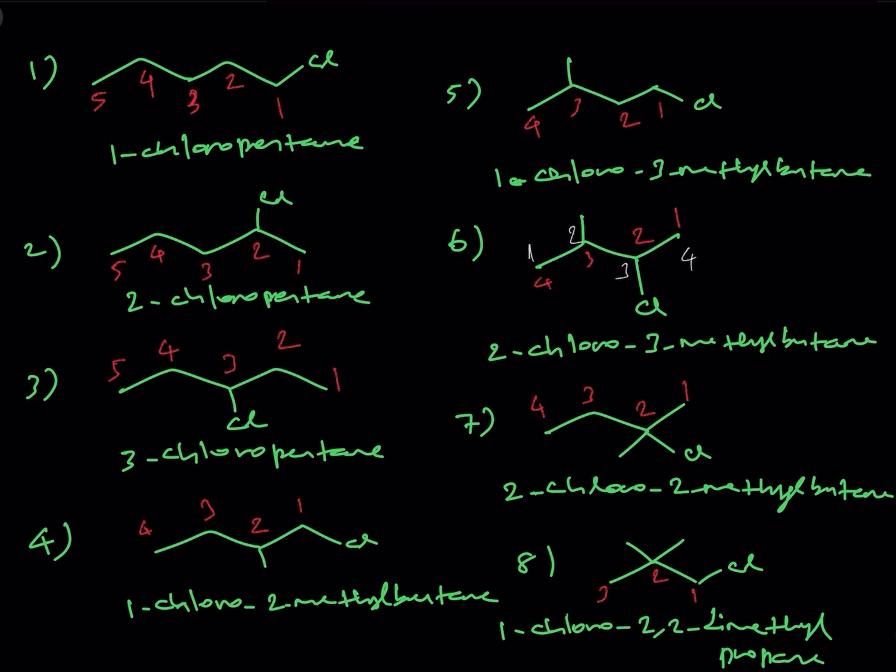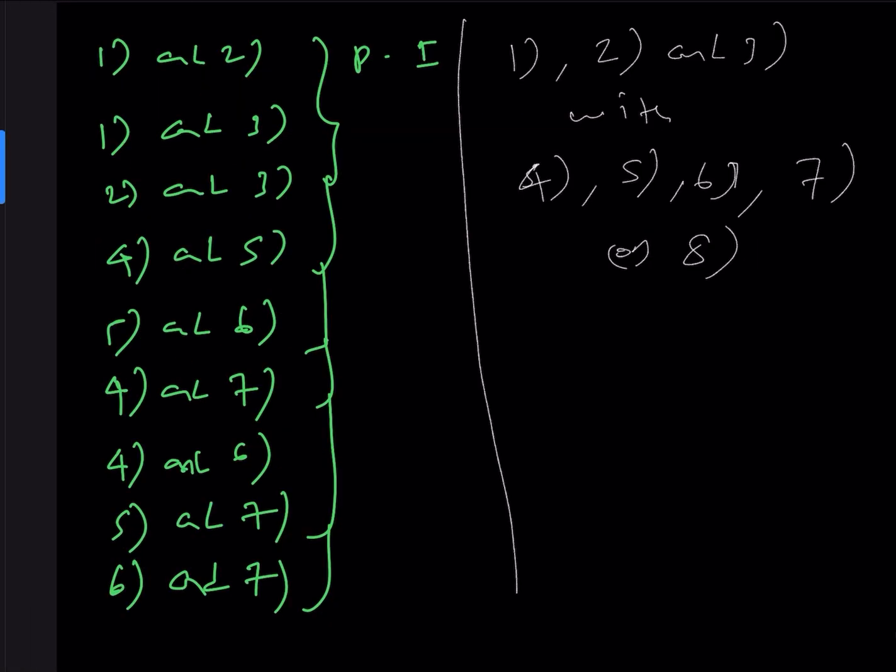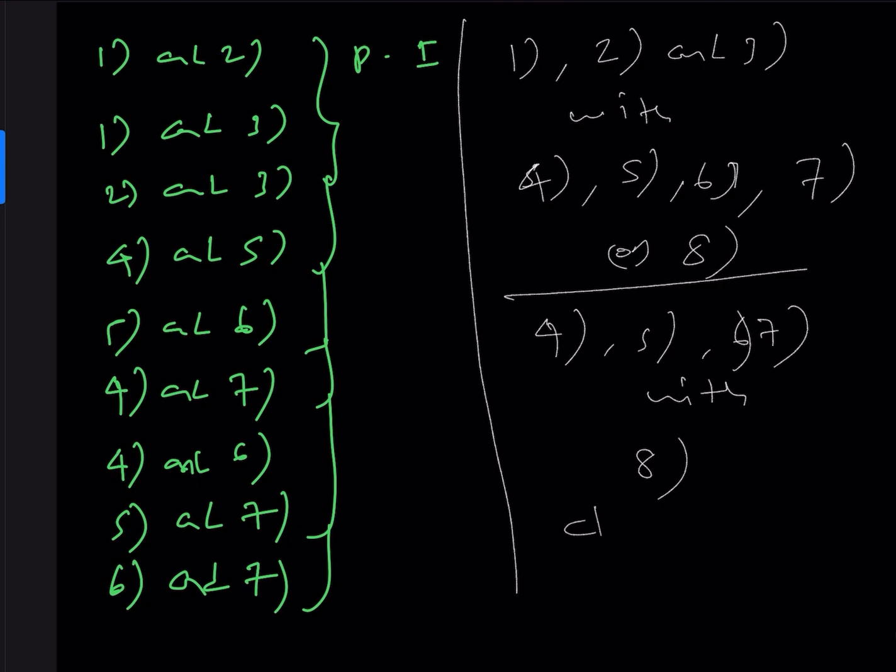Even if you are comparing 4, 5, 6, 7 with the 8, that is also chain isomerism. So only two kinds of isomerism are possible. One is the position isomerism and another is the chain isomerism.